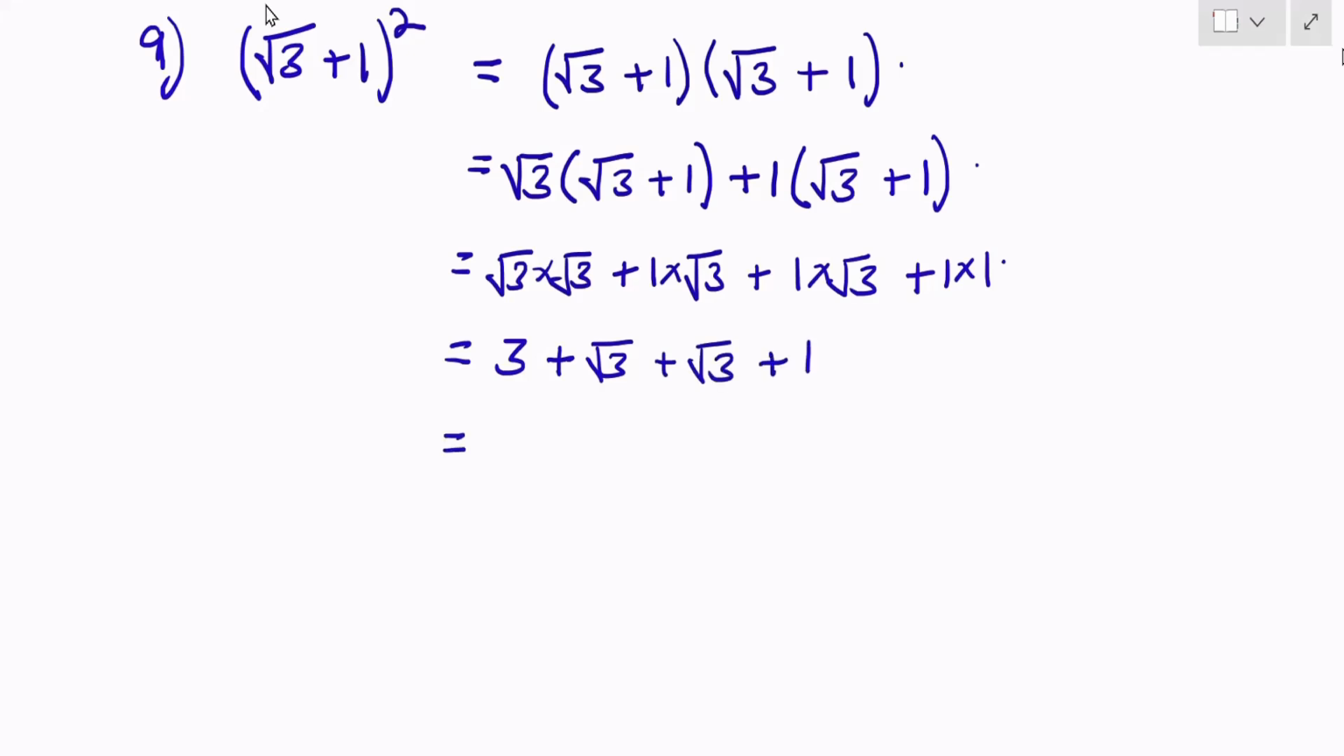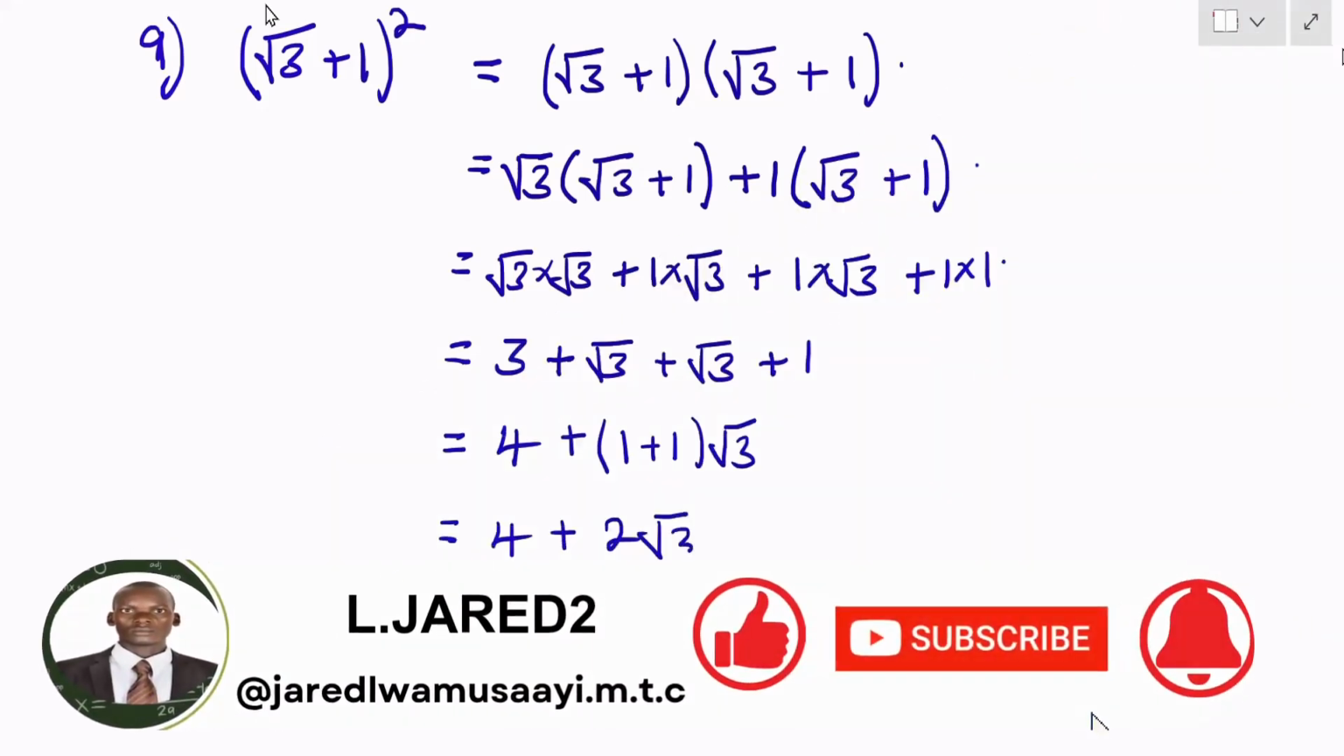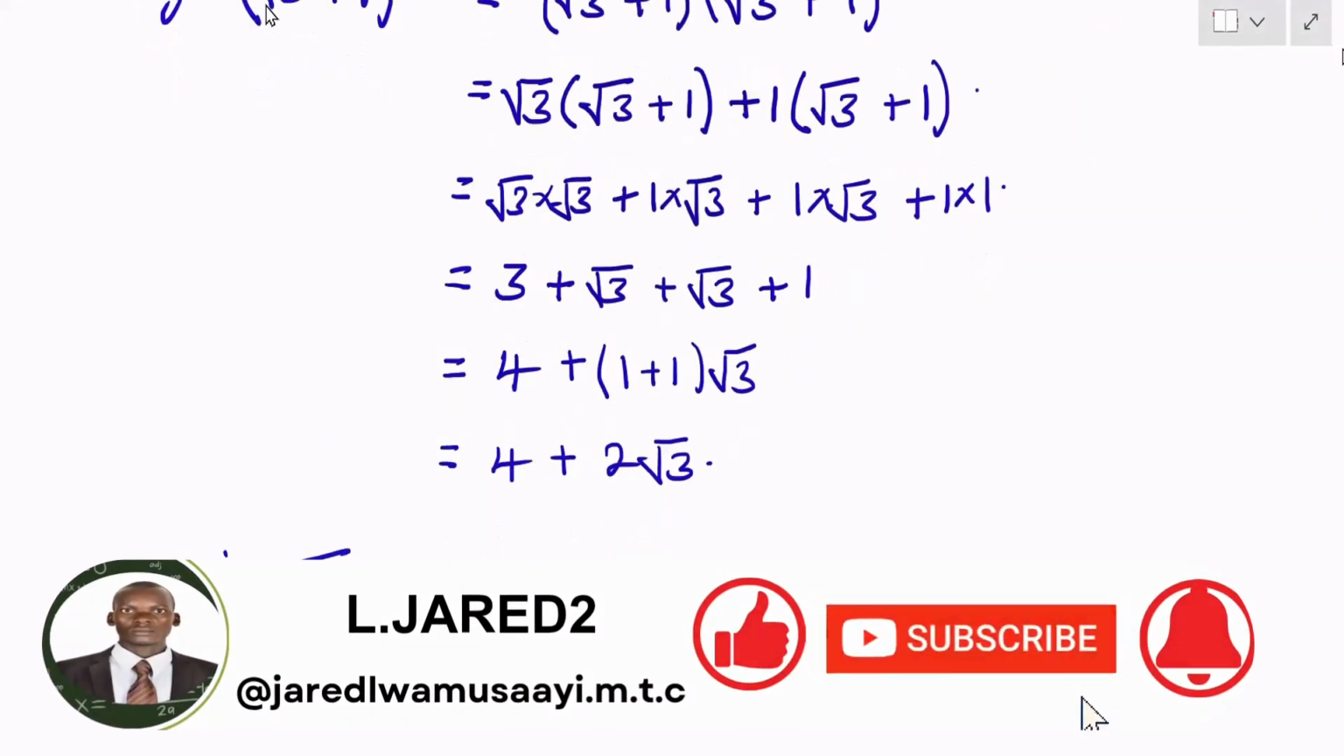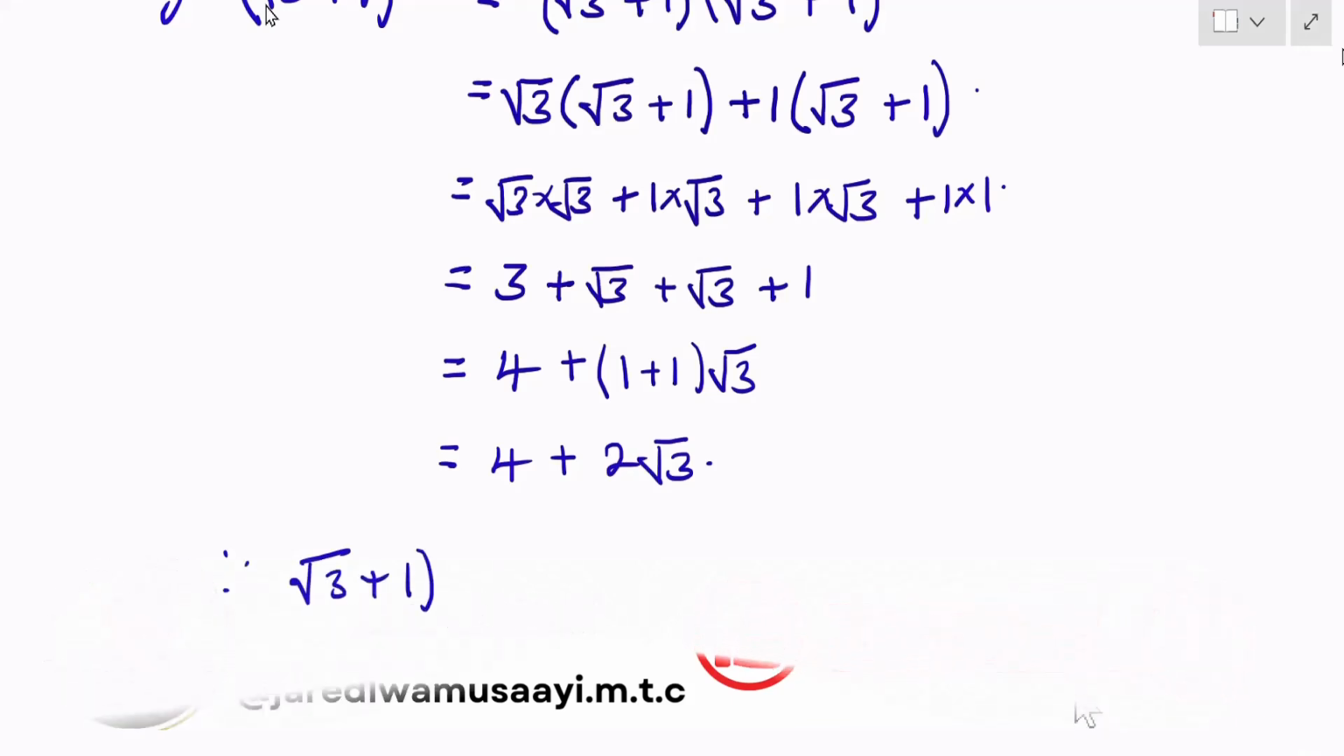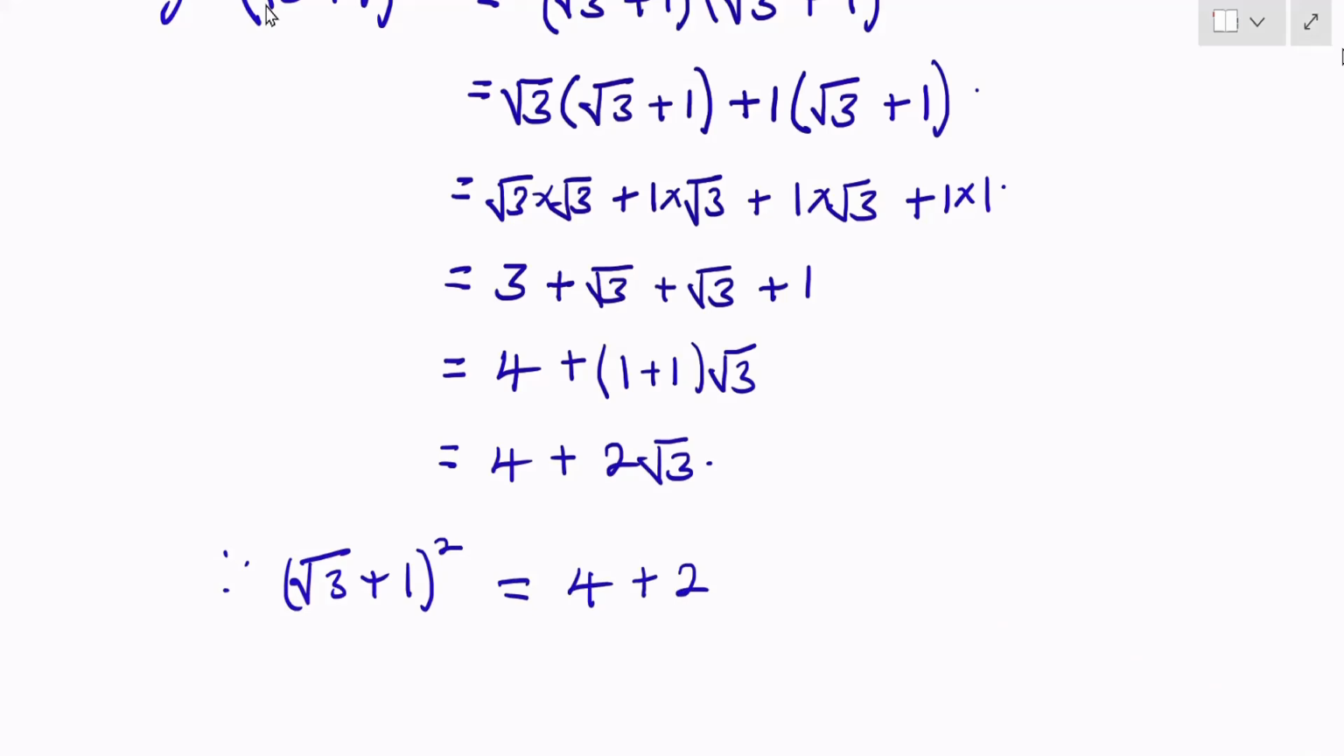So the rationals are here: 1 plus 3 gives us a 4, plus root of 3 plus root of 3. So we can see that root of 3 is common. We put it out and we shall remain with 1 plus 1. This gives us a 4 plus 2 root 3, implying that the square root of 3 plus 1, the whole of it squared, is the same as having 4 plus 2 root 3. This becomes our answer for that part.